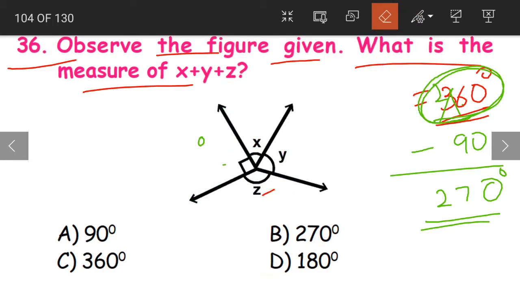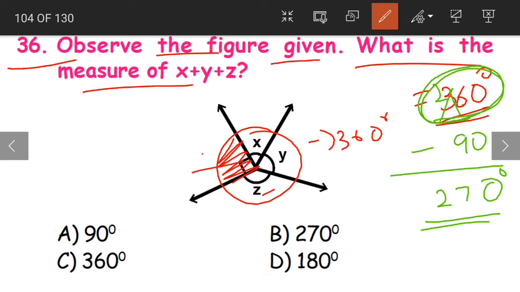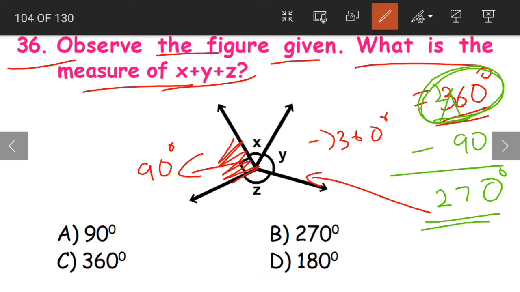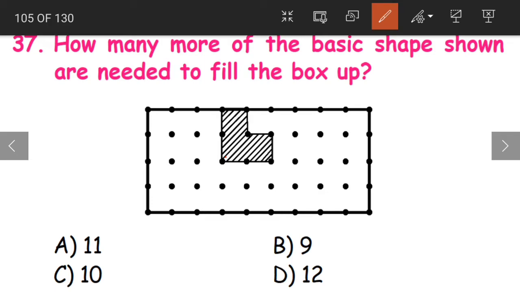See children, the total is equal to 360 degrees. From this we will remove this. How much is this? 90 degrees. Now what is remaining? The remaining part is equal to 270 degrees. And what are we supposed to find out? We are also supposed to find out the remaining part itself, that is x plus y plus z. So what is the value of angle x plus y plus z, children? It is equal to 270 degrees. That is option B.